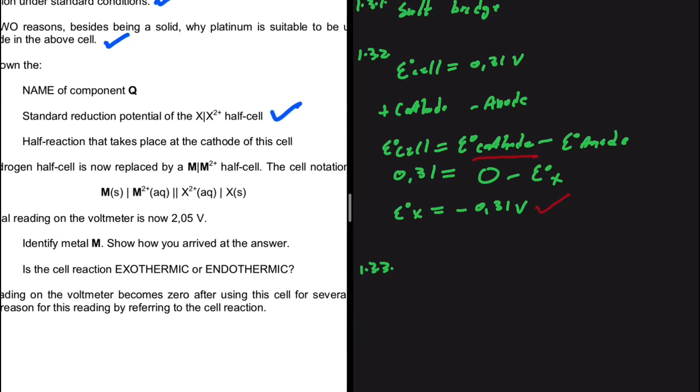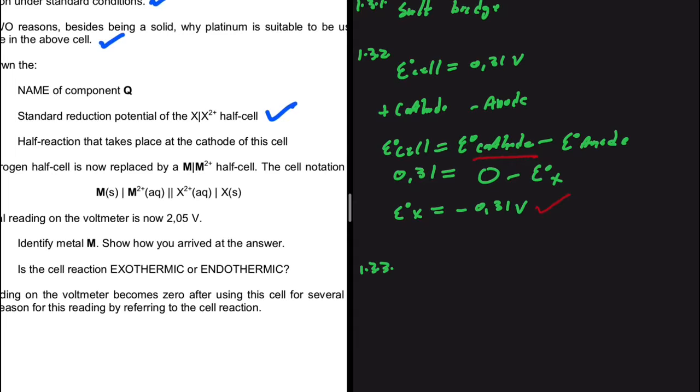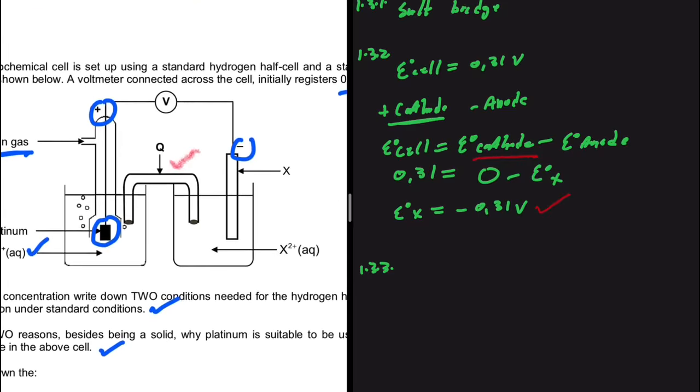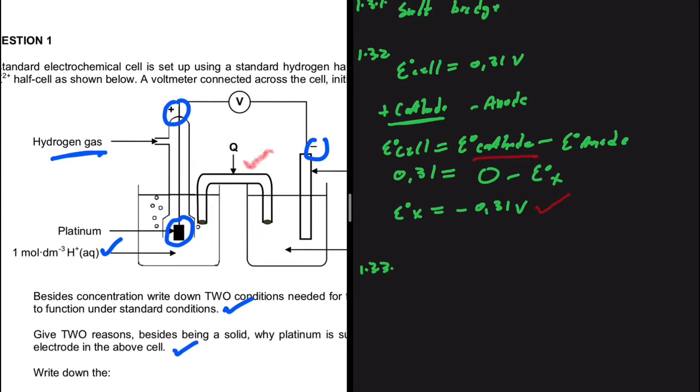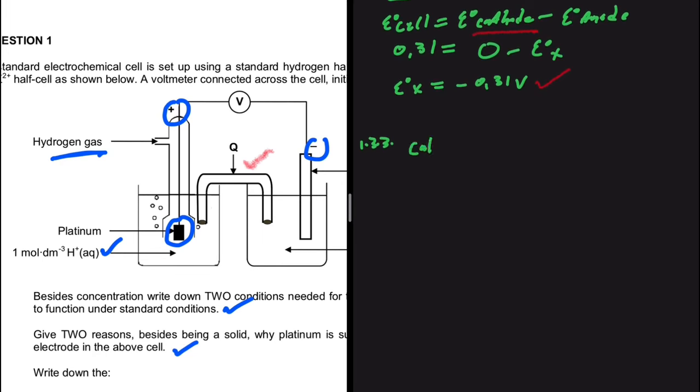1.3.3, the half reaction that takes place at the cathode. The cathode is the positive terminal on our galvanic cell. So we have the hydrogen gas. The basics at the cathode is where reduction occurs. What is reduction? Reduction is the gaining of electrons. So we're going to have 2H+ plus 2 electrons to give us hydrogen gas. This is the equation you find on your table of standard reduction potentials.